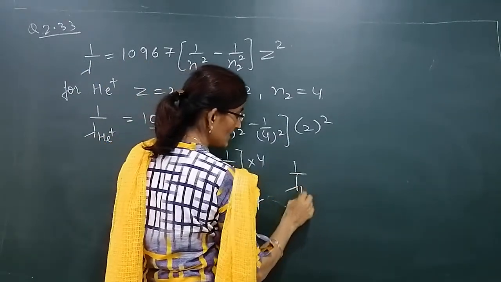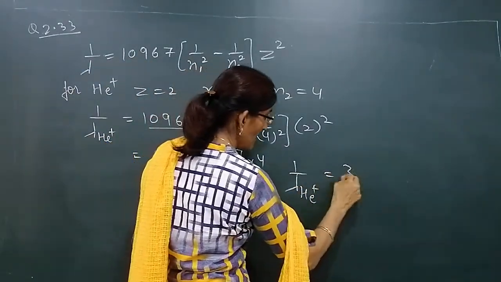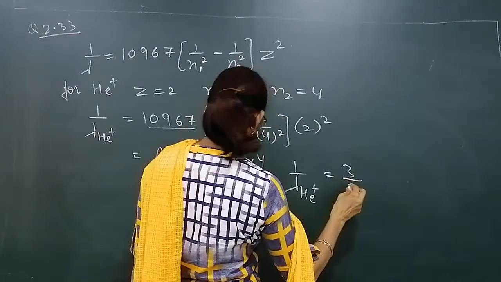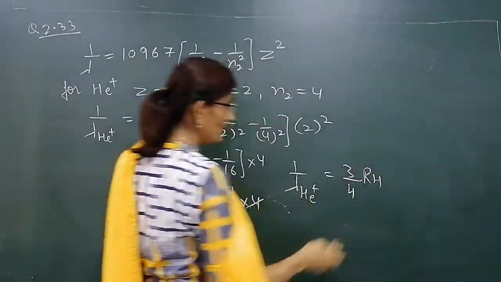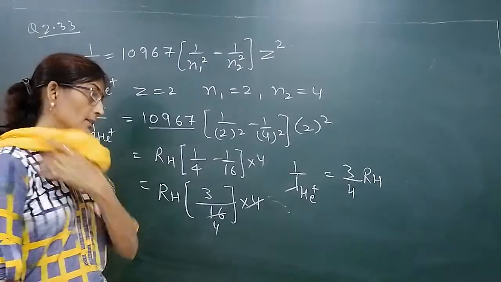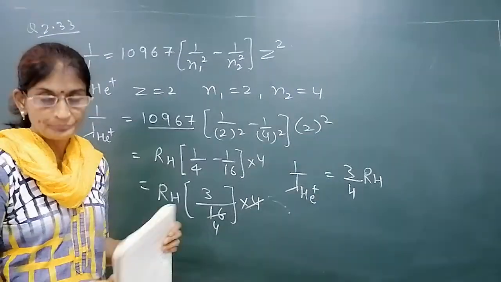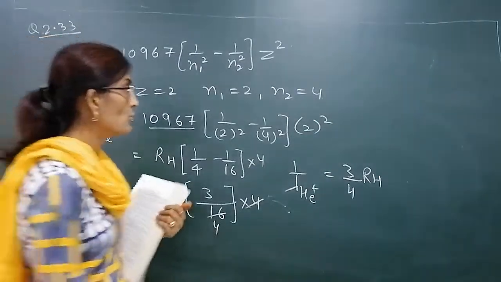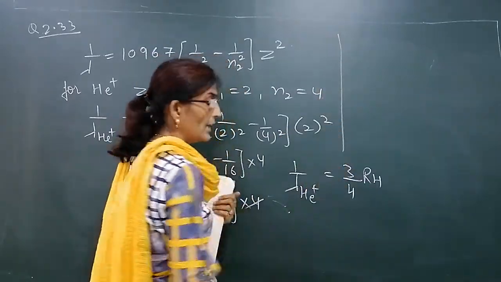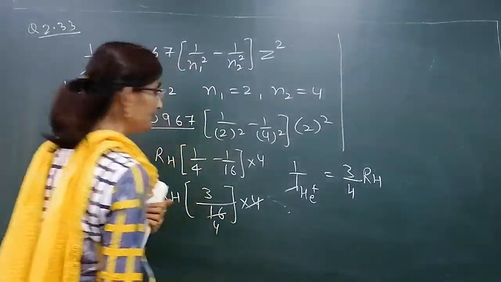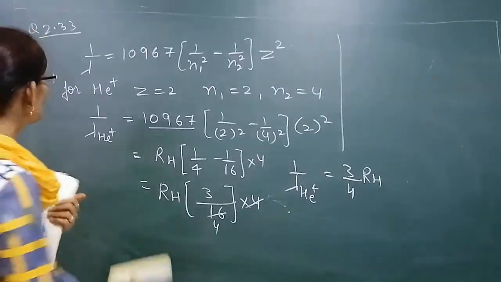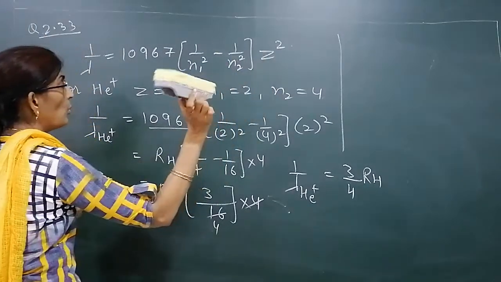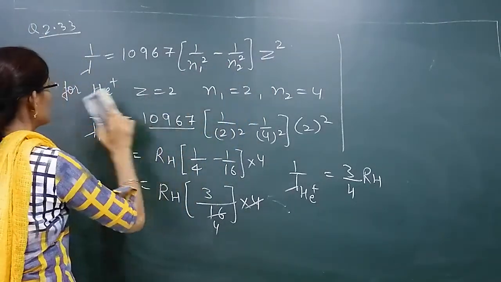1 by lambda for He plus is 3 by 4 RH. RH means Rydberg constant. This is for helium. Now it's telling for hydrogen atom. We'll calculate now for hydrogen atom. Z will be 1. We have to calculate N1 and N2 for hydrogen atom.